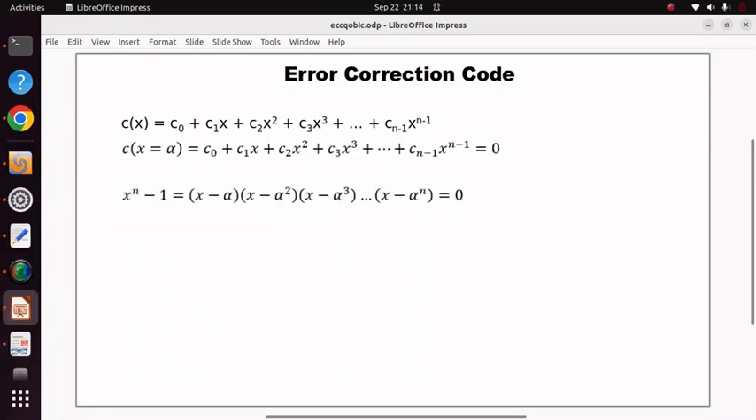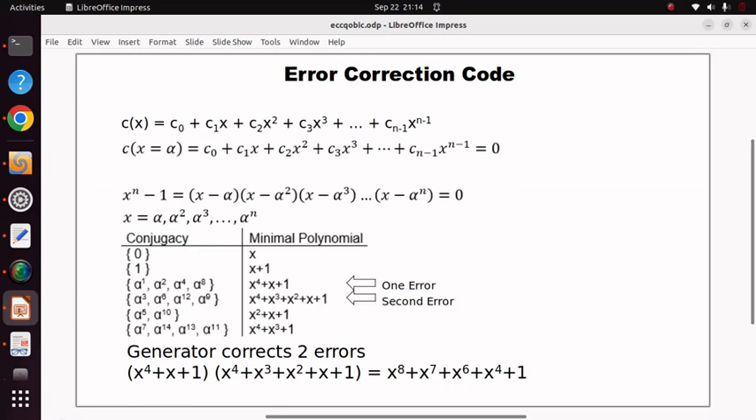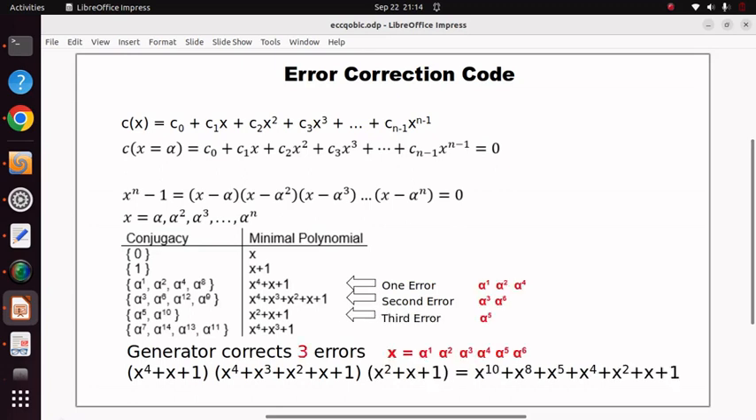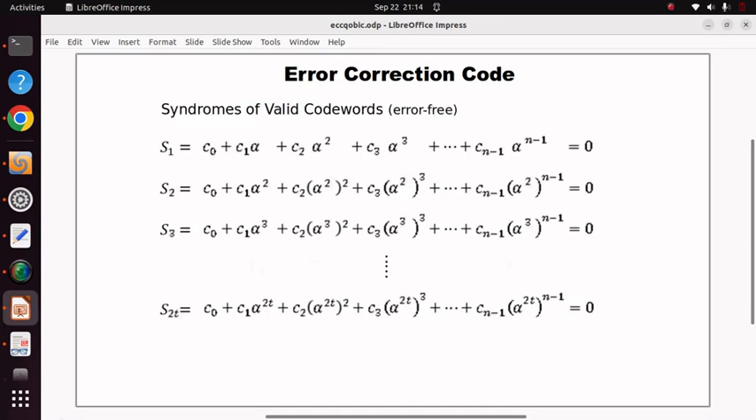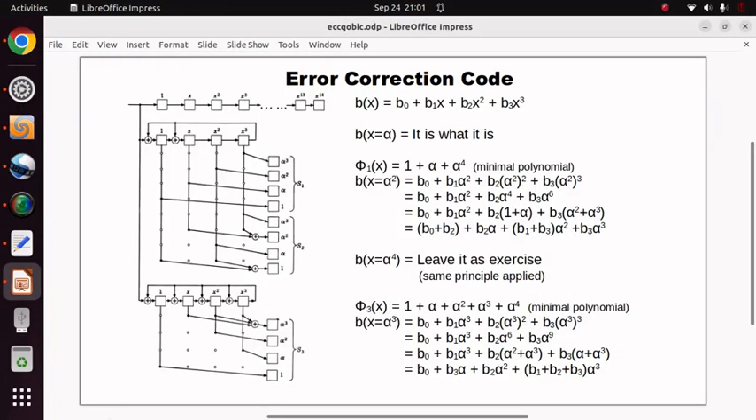The number of generator roots determines the ECC correction capability. For instance, the double error corrector has 4 roots, and the triple corrector has 6 roots. Therefore, there are 2T simultaneous equations for the code, where T is the number of independent minimum polynomials. Here is the RTL design of syndrome evaluation.